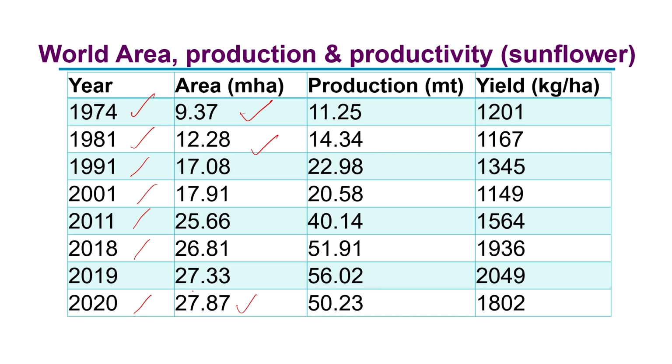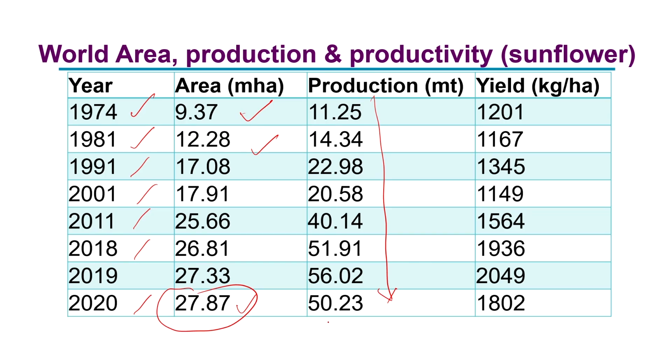So currently in 2020 the sunflower area in the world is 27.87 million hectare. Now coming to production, it is also increasing continuously. You can see the trend of increase in production of sunflower. In 1974 it was 11.25, and then in 2020 you can see it has become 50.23 million tons, which is more than 4 times what was produced in 1974.